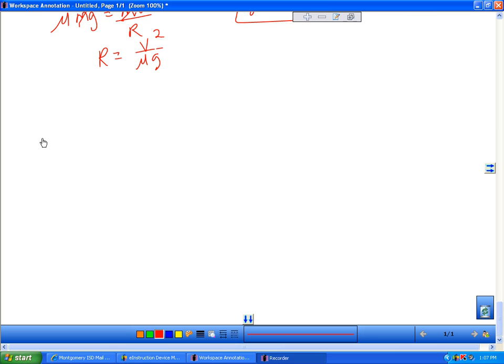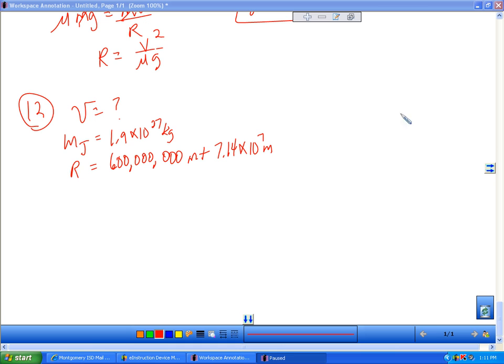All right, number 12. Number 12 says we have a satellite going around Jupiter, and we want to find the orbital speed, and they give us all kinds of data. Okay, so there's my givens. They give me the mass of Jupiter and the radius of the orbit, well, how far it is above Jupiter, plus I have to include the distance from the center of Jupiter to the surface of Jupiter, and they want me to find the orbital speed.